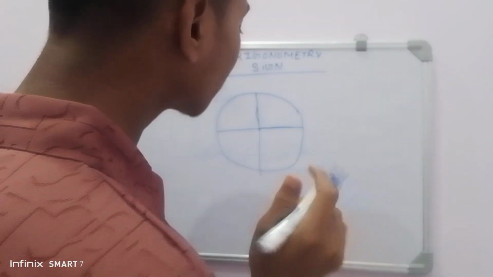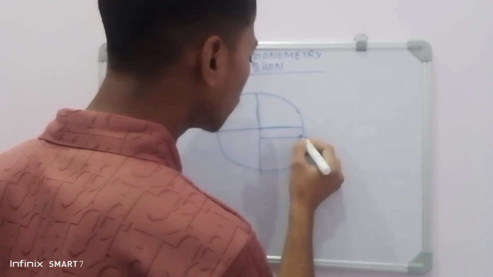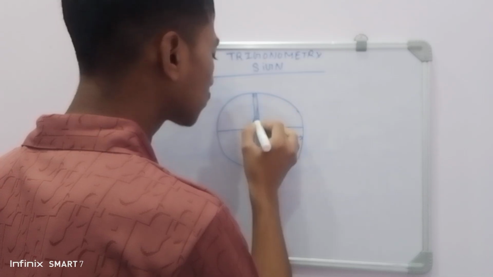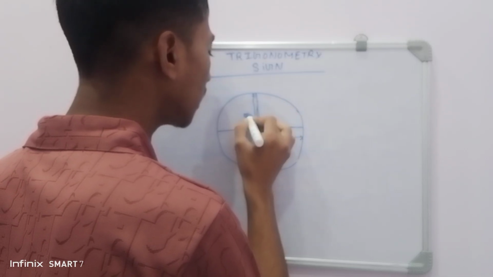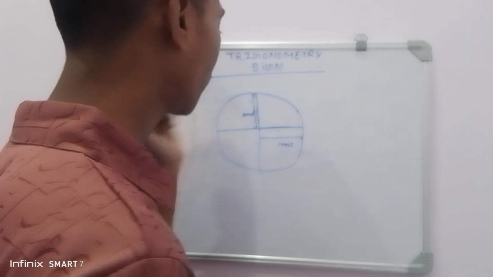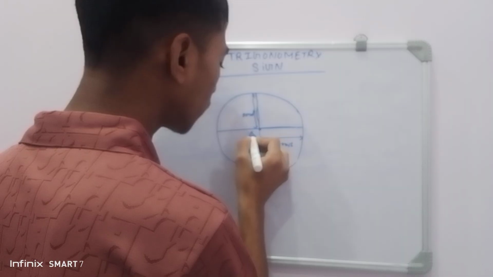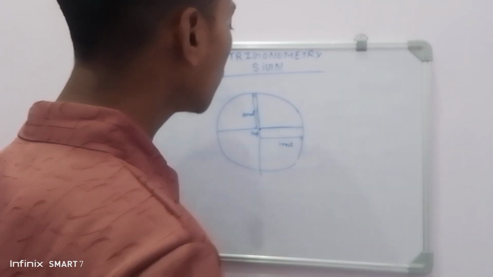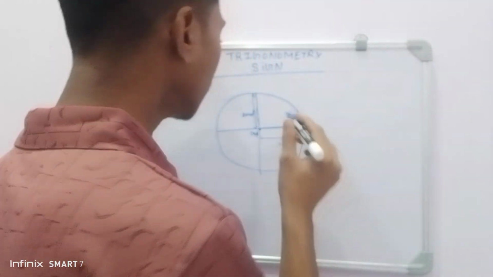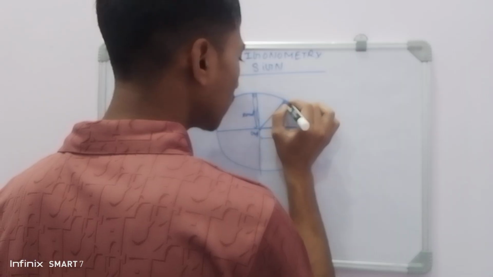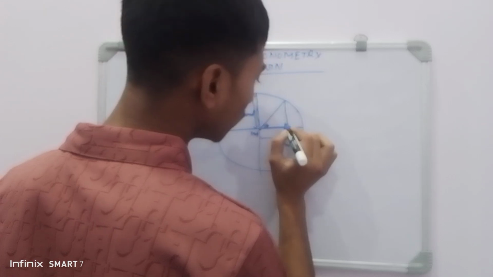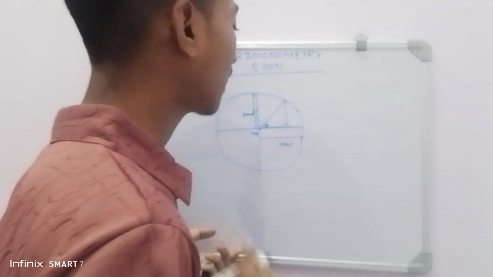As it is the unit circle, the length of this one is going to be 1 unit, and the length of this one is also going to be 1 unit, because it is the radius of the circle and it is the unit circle. The coordinate of this point is going to be 0, 0. Now we have to construct a right angle triangle to understand more about this. So let's suppose we have this angle as theta, and we draw a perpendicular to this, so it becomes a right angle triangle.